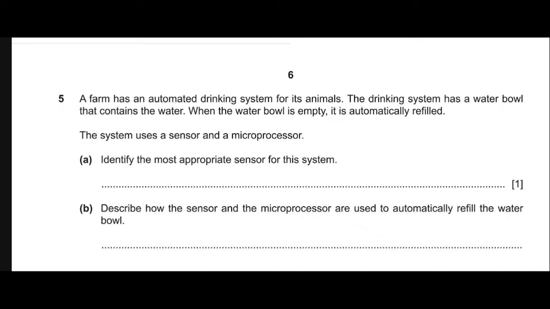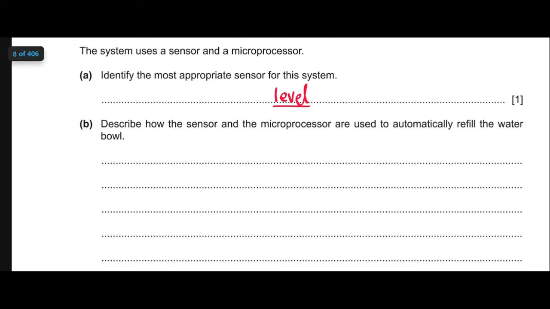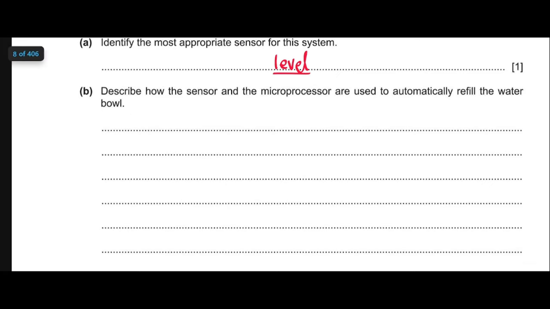The most appropriate sensor to know the level of water, I think, should be the level sensor, right? Which will determine the level of the water and then trigger if the level is down. Now, describe how the sensor and the microprocessor are used to automatically refill the water bowl. This is a long question, so I will just tell you the answer. First, the sensor will be monitoring the level of the water. If the level of water is below some point, then it will send a signal to the microprocessor, and the microprocessor will trigger the water motor to refill the bowl automatically.